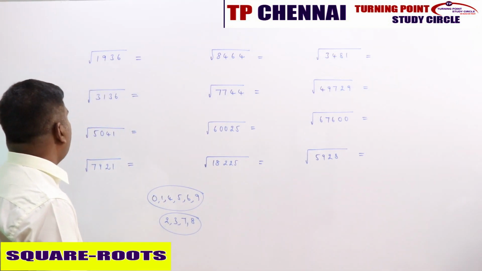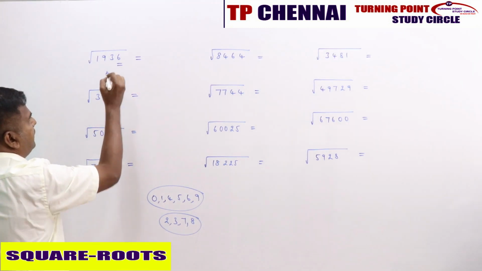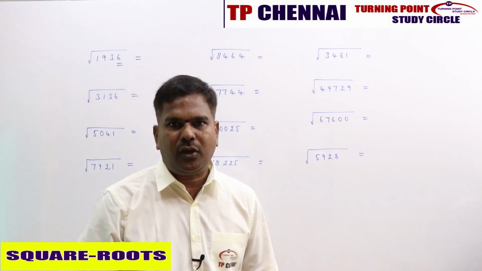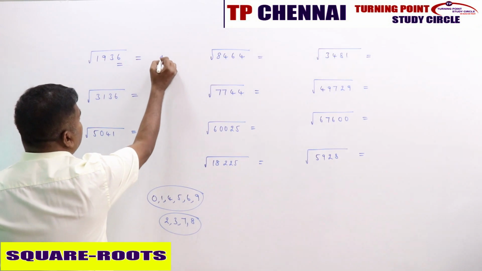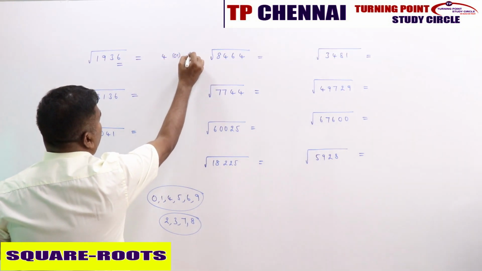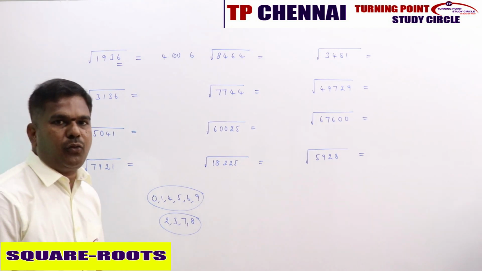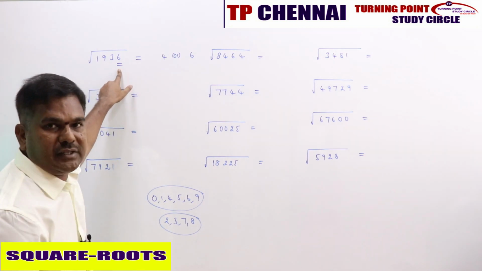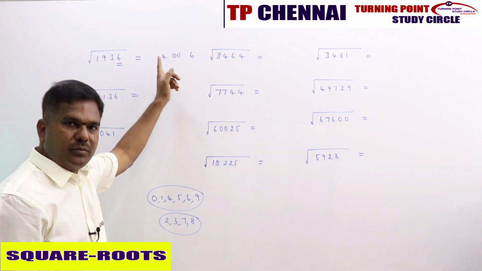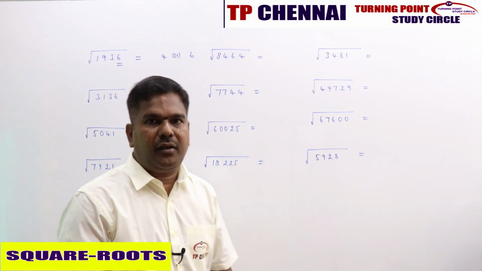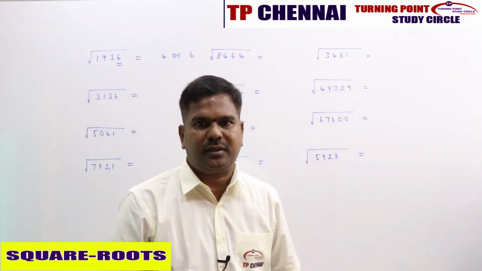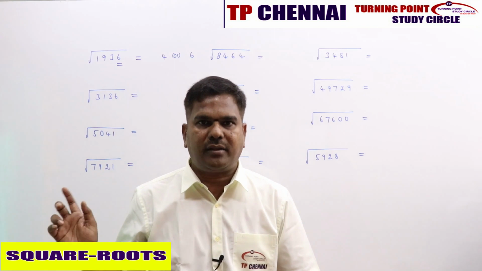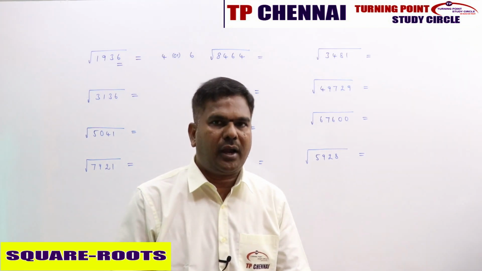Now come to the first one, root of 1936. My number is ending with 6. Which two squares end with 6? 4 square and also 6 square, right? So now the last digit will be either 4 or 6. Once you see a square root, see that it is ending with which digit, and accordingly we need to put the answer. So see that the last digit must be either 4 or 6. If it is not in the options, directly go ahead with none of these. No need to even find out. If the number is not ending with 4 or 6, go ahead with none of these.